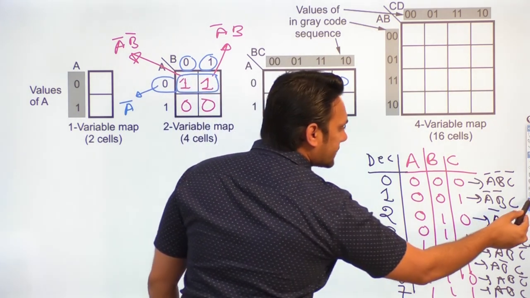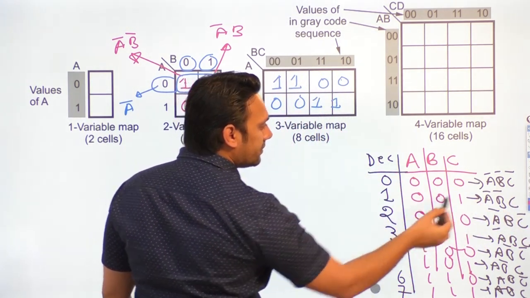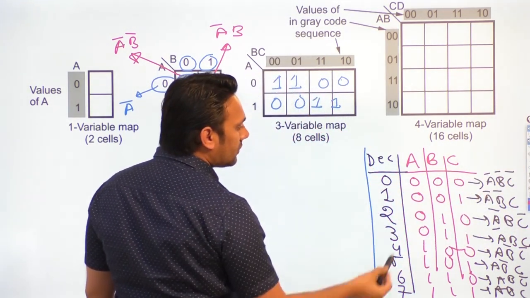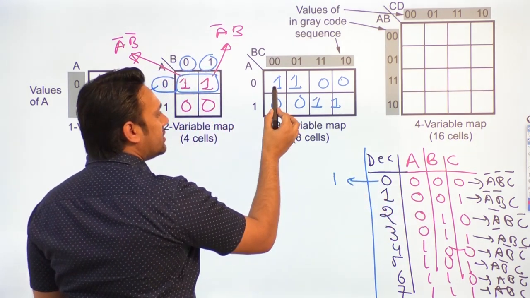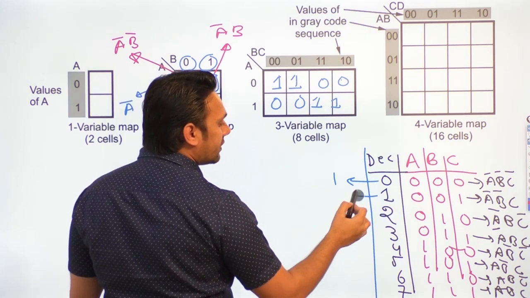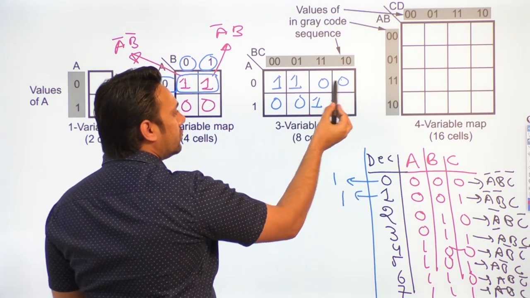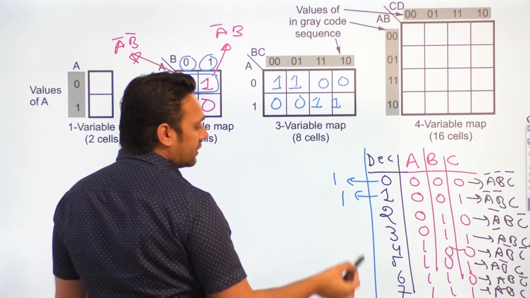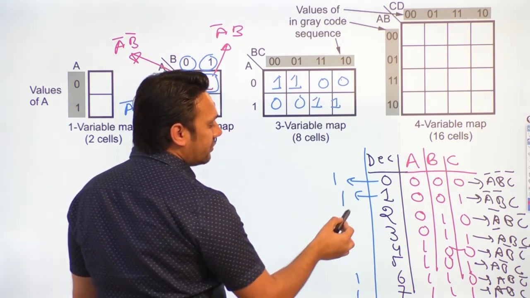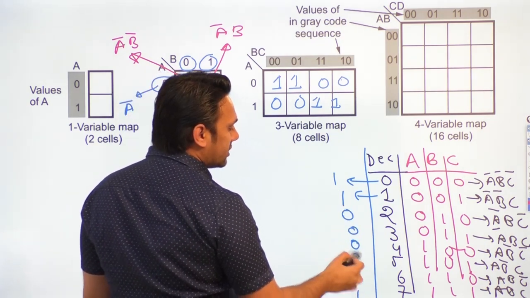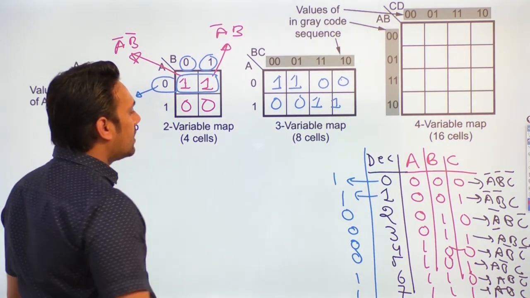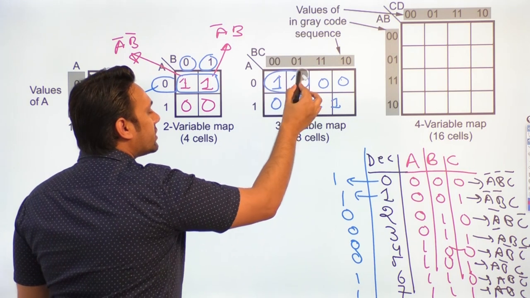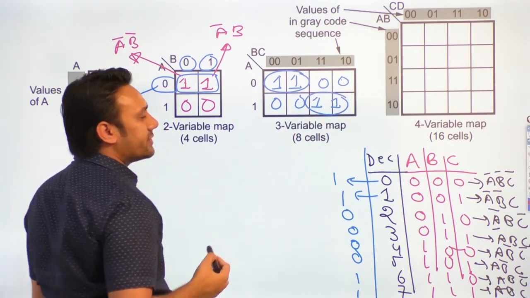So in this case, this function is assuming a value 1 here. Which location is this? 0, 1. Right? So here also this function has value 1. Counting 0, 1, 2, 3, 4, 5, 6, 7, in locations 6 and 7 it is assuming a value 1. Otherwise, in all other locations, it has a value 0. Correct? Now, in this case, I can combine these two cells and I can combine these two cells.